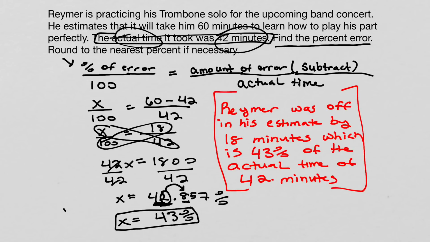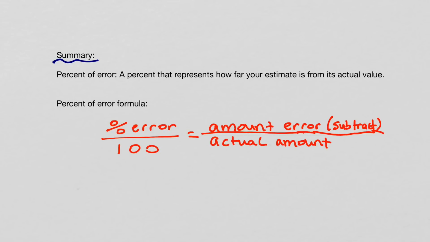Let's summarize this. In summary, percent of error is a percent that represents how far your estimate is from your actual value. And the percent of error formula, make sure you commit this to memory, is right there.